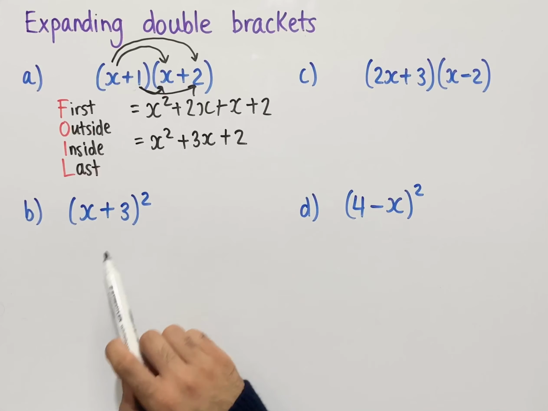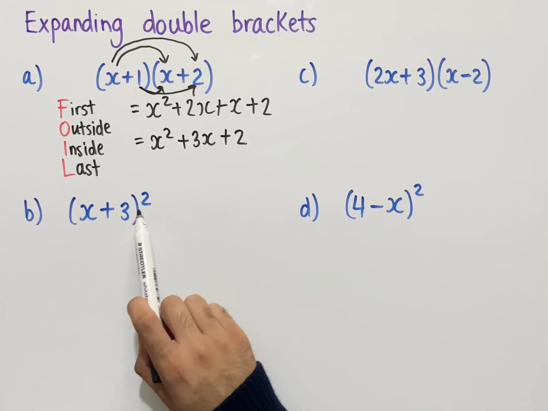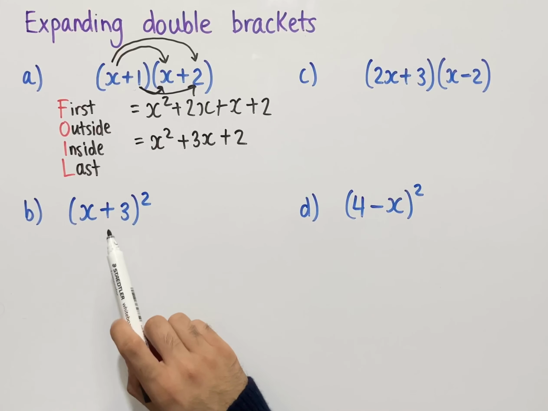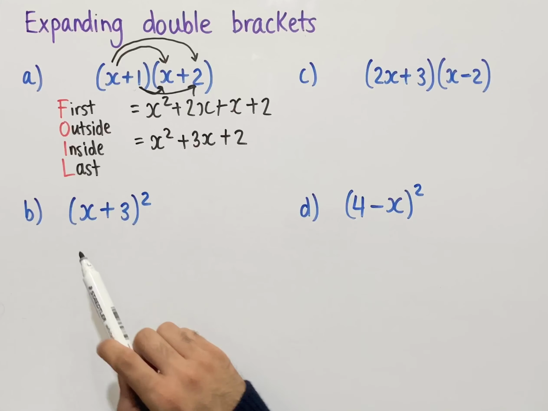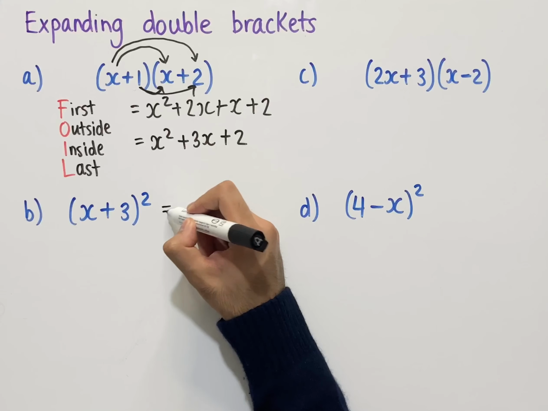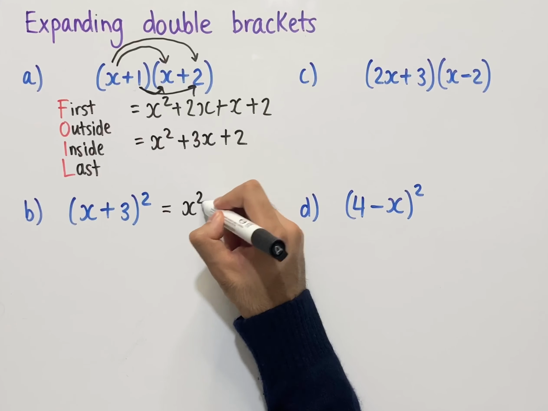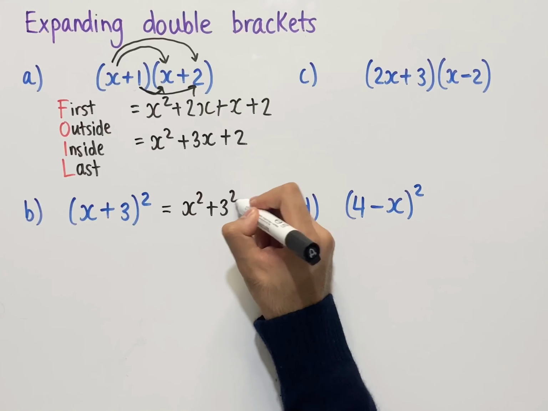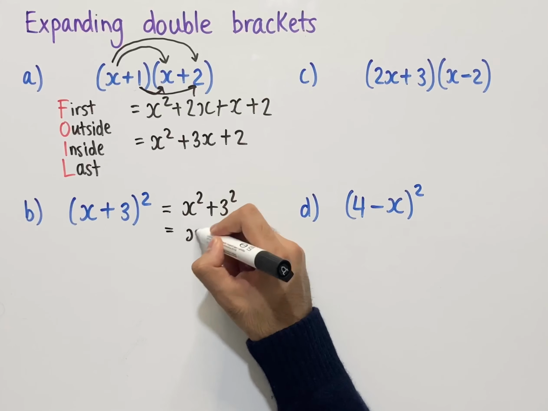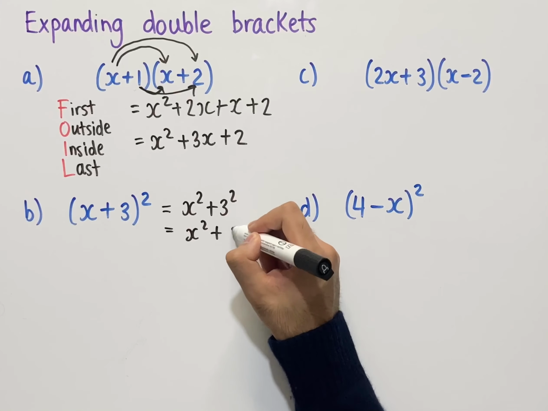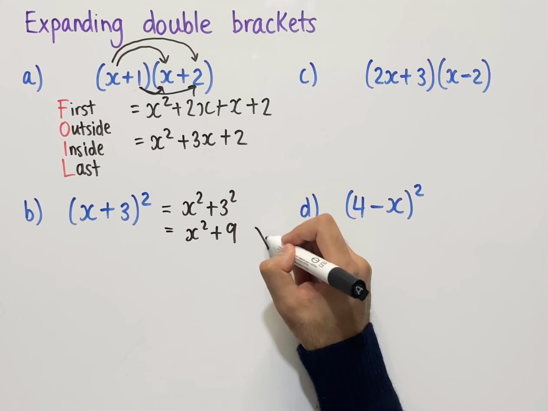Let's look at this second example. We have x plus 3 all squared. A common misconception with brackets like this is to think that when we expand this, we get x squared plus 3 squared, which is the same as x squared plus 9. This is not correct. This is incorrect.